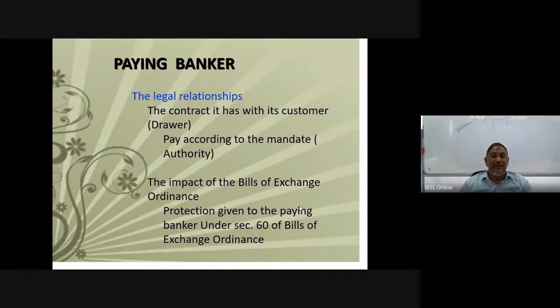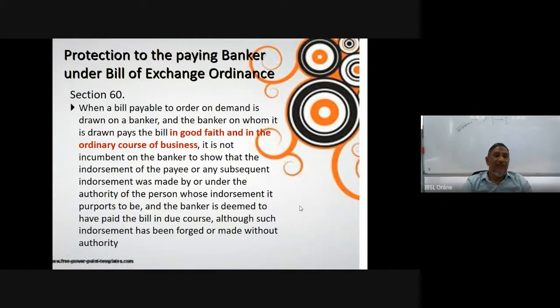Impact of the Bill of Exchange Ordinance: protection given to the paying banker under Section 60 of the Bill of Exchange Ordinance. So paying bankers are protected when paying a check under Section 60. What is Section 60? When a bill payable to order on demand is drawn on a banker, and the bank on whom it is drawn pays the bill in good faith in the ordinary course of business, it is not incumbent on the banker to show that the endorsement of the payee or any subsequent endorsement was made by or under the authority of the person whose endorsement it purports to be, and the bank is deemed to have paid the bill in due course, although such endorsement has been forged or made without authority.